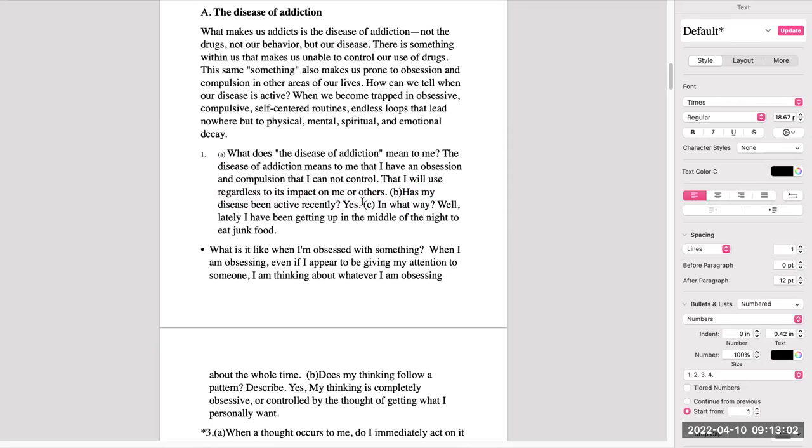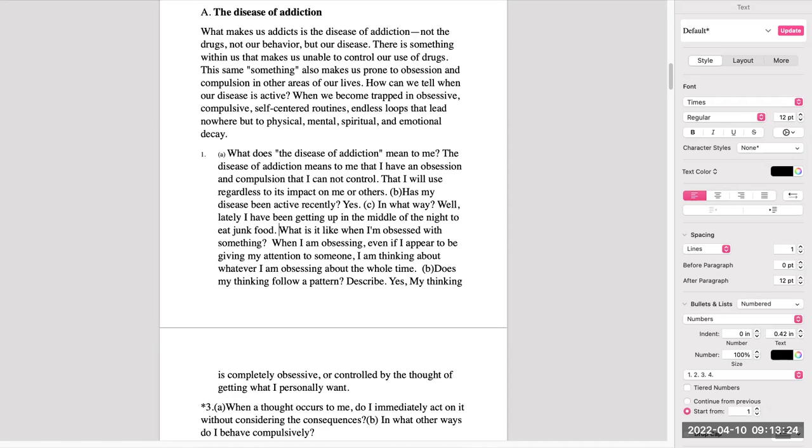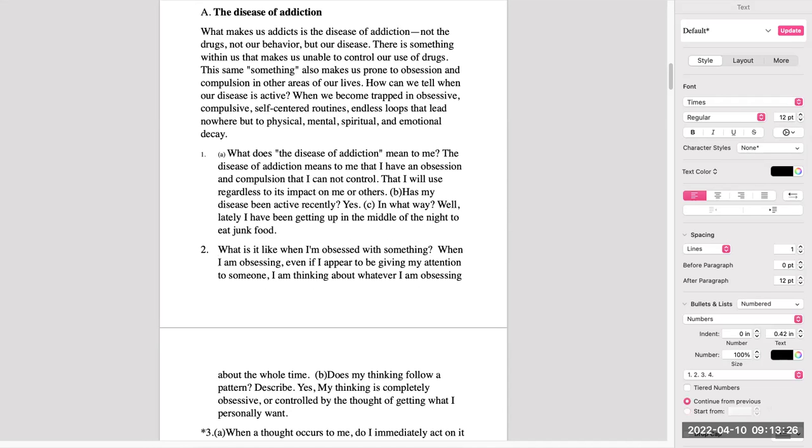And then when you get to the next question, which says in what way, you're going to label that on your paperwork as C. In what way? And then I provided an answer, right? I talked about eating late at night, right? So I provided an answer. And that's how you do it. Then when you get to your next bullet on your paperwork, in your actual journal that you're writing, it becomes number 2.